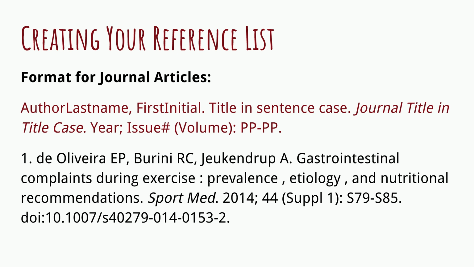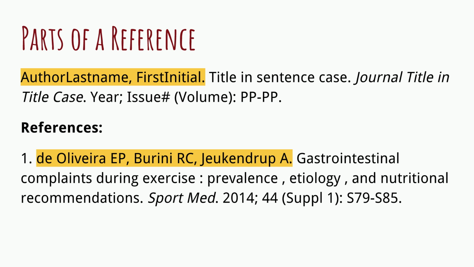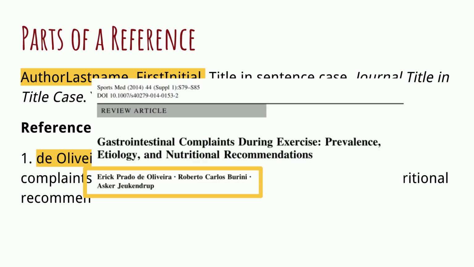To create your reference list at the end of the paper, you'll need to gather information about the source you are citing and present it in the following format. We'll walk through each piece with an example article. The first part of the reference is the author's last name followed by their first initial and middle initial if it is used. For multiple authors, names are separated by commas. Author names are usually listed right below the title of a journal article.